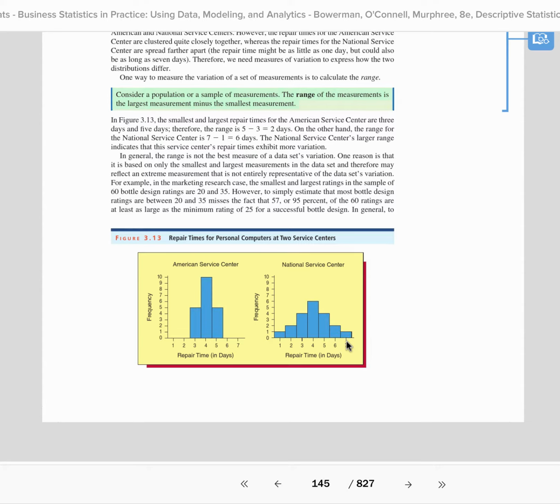So the idea of the range is you take the highest number and you subtract the lowest number, and you will know the range of your data. So 5 minus 3 is 2 for the first data. However, for the second data, you have 7 days, 7 minus 1 day, so 6. So those are two different numbers, and this is how you can compare the variation of your data. This is one measurement, the range, which is not very useful, but at least gives you some understanding of the spread of your data, so to speak.